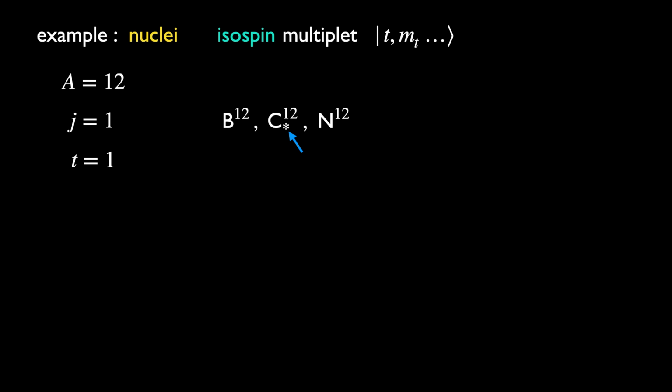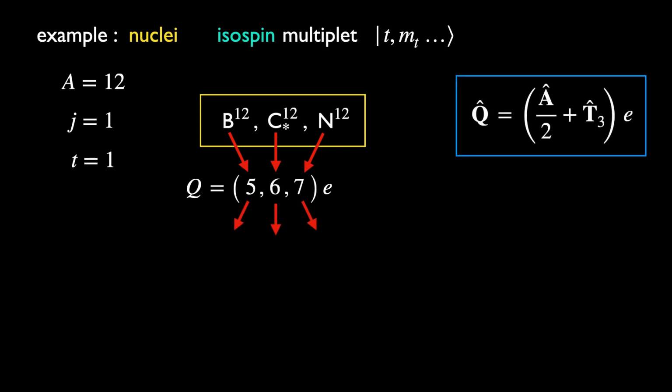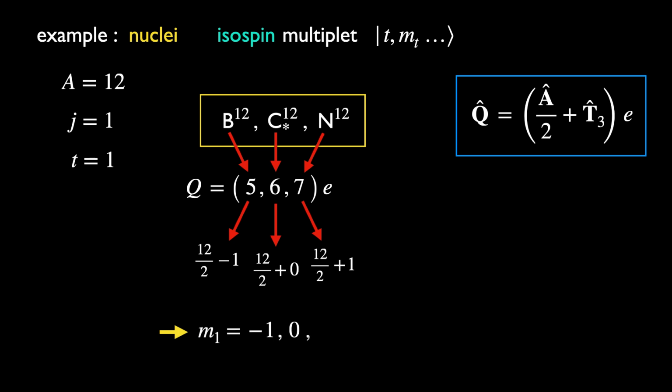But how do we know that this is an isospin triplet in the first place? Apart from the fact that these nuclei have the same number of nucleons and spin, we can also gain some information from their charges. Using the formula for charges within a multiplet, we can work backwards to figure out their isospin. These are the values that correspond to the triplet T equals 1.